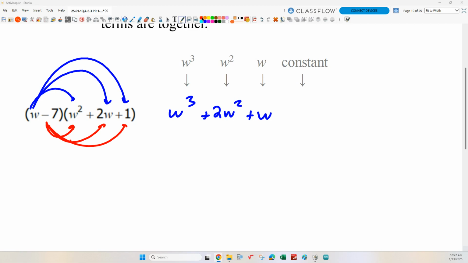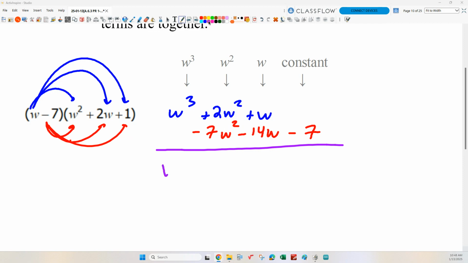Yeah, that column doesn't line up with the W squared. Minus 7W squared. Negative, minus 7 times 2W is minus 14W. Negative 7 times 1 is negative 7. And all I have to do now is just add up the columns vertically. It makes it real organized and easy.